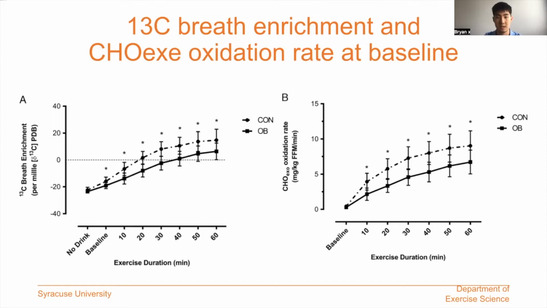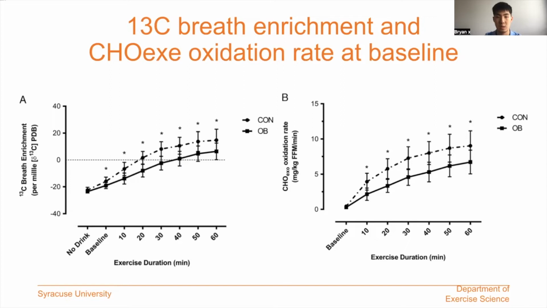After 60 minutes of exercise, the control group ended at around 15 per mil PDP, and the obese group ended at around 8 per mil PDP. The results yielded a significant time effect and group by time effect for carbon-13 breath enrichment with a p-value of less than 0.001.